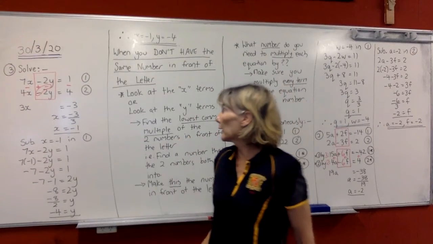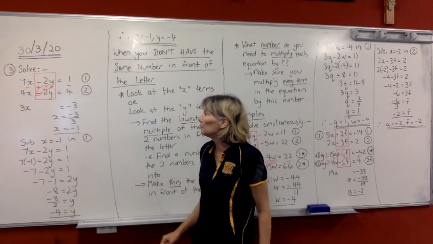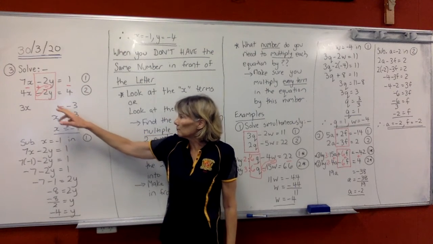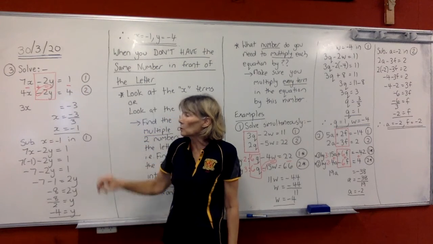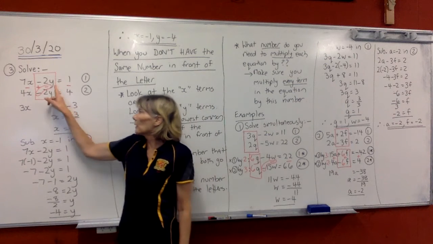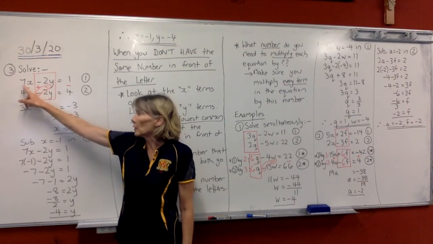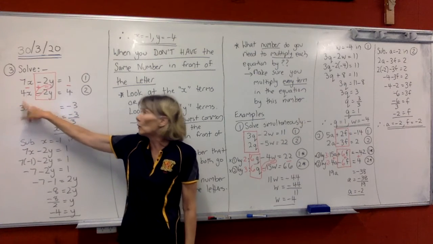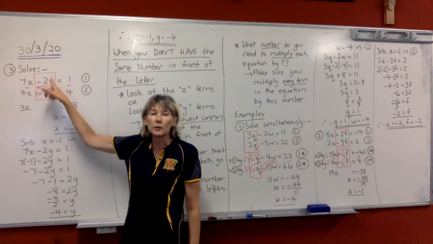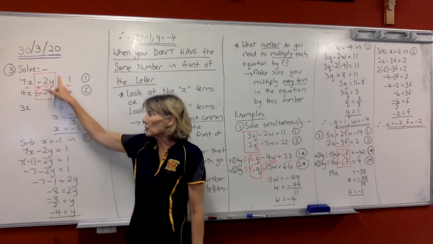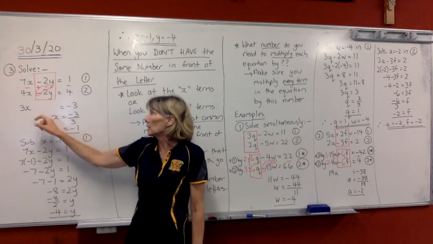Okay boys, so we're going to go to example 3 now. So we have 7x minus 2y equals 1 and 4x minus 2y equals 4. So we're looking for the number to be the same in front of the letters. It's not the same here, we have a 7 and a 4, but it is the same here, we have a 2 and a 2. Don't worry about the signs. Put a box around those two terms, including their sign.